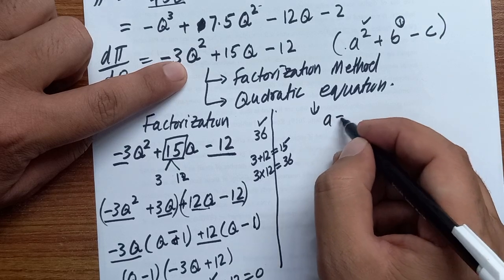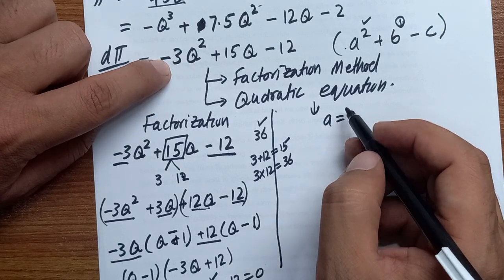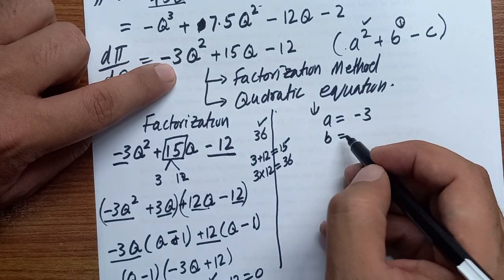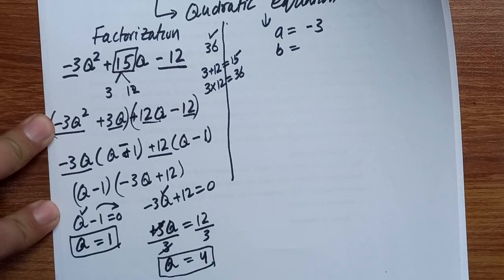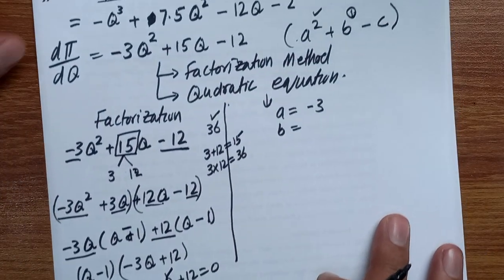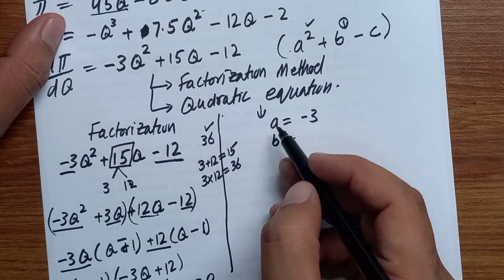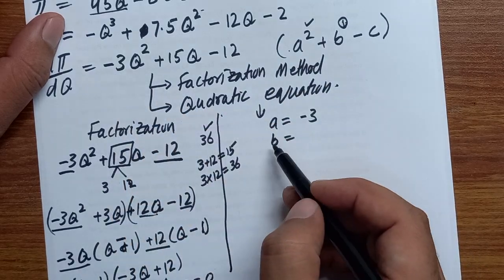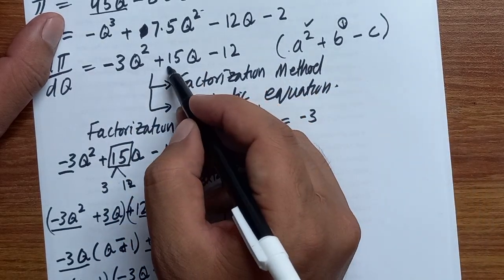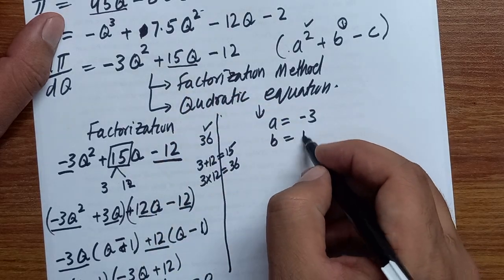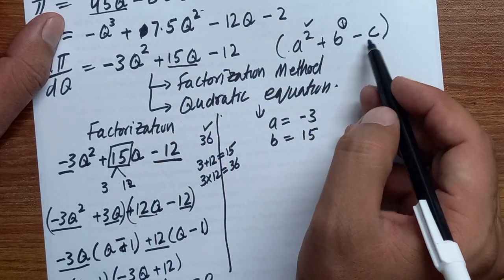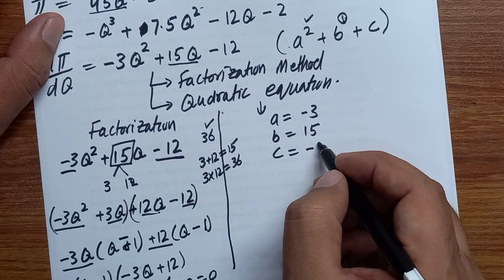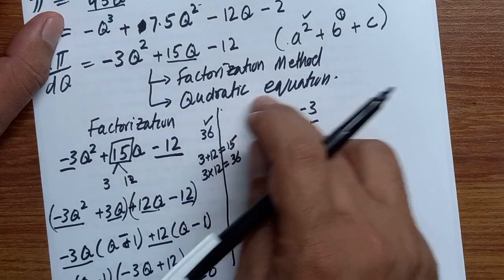So here a, the coefficient of q square, is minus 3. The coefficient of b, we consider it is 15, and the value of the constant c is equal to minus 12. Now we will use the quadratic formula.